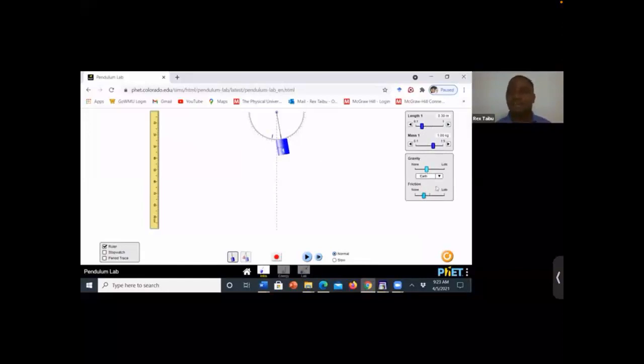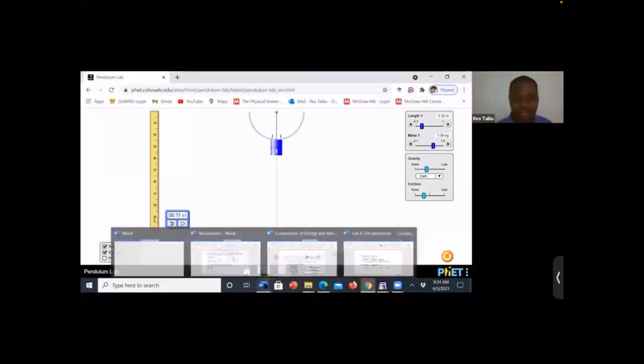I'll be changing the length. Everything else is constant. So let's take our stopwatch. I'm going to press the time and press this almost at the same time. 1, 2, 3, go. Press this and press that. 1, 2, 3, 4, 5, 6, 7, 8, 9, 10. Okay, so I got 11.07.